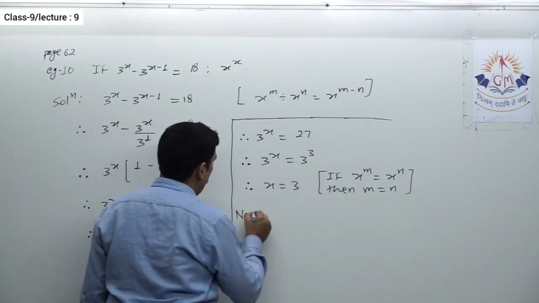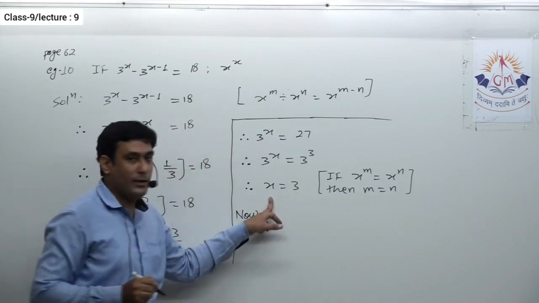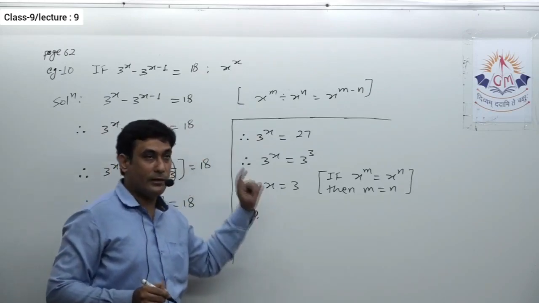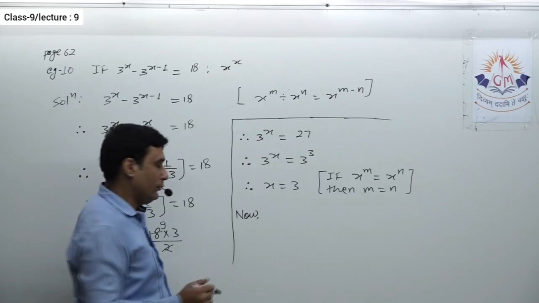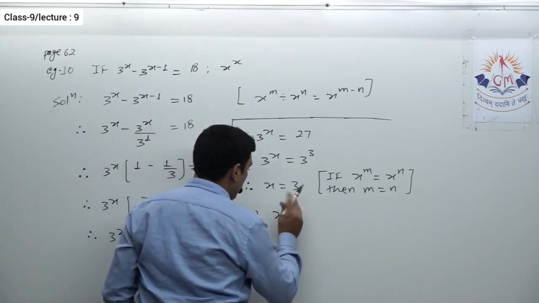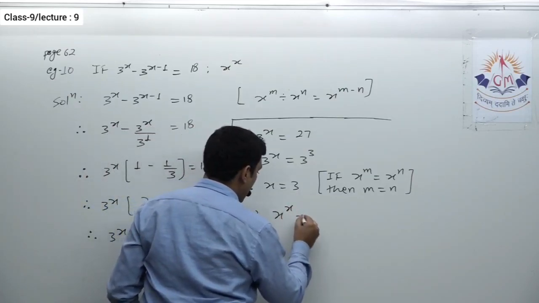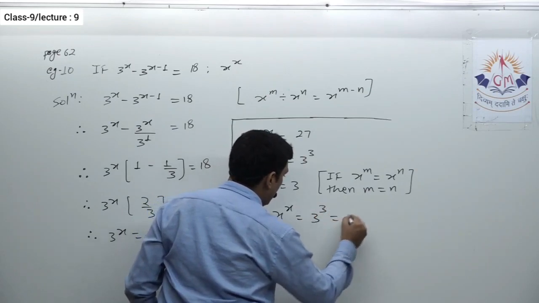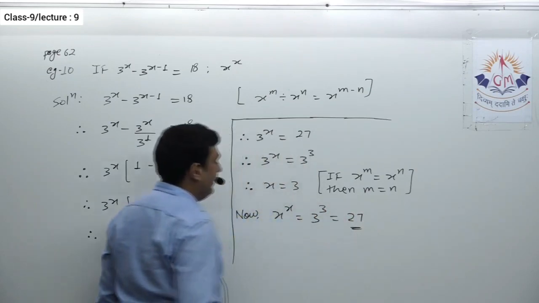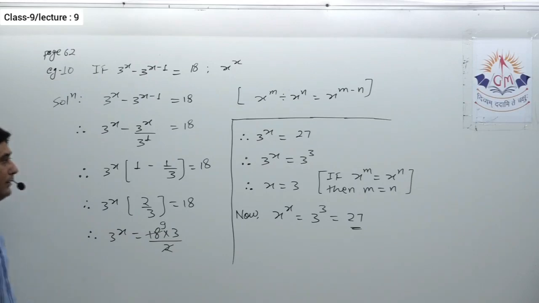Now that was not my question. In the question, they are not asking to find the value of x. They are asking to find the value of x raised to x. So now x raised to x is equal to 3 raised to 3, that is 27. So this is my final answer. So please note it down.